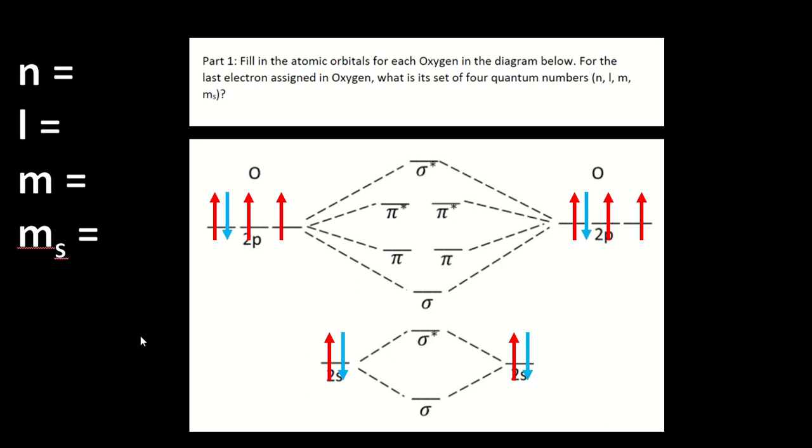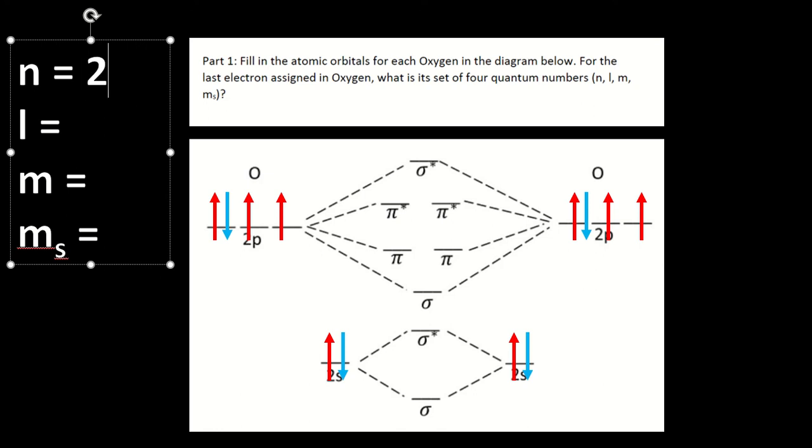Here's how the quantum numbers work. N, the principal quantum number, is the energy level for an s electron or for a p electron. That will simply equal the period number that you're in. The last electron that oxygen has is in the p block. Therefore, n would equal the period number, which is 2. Oxygen is in period number 2.